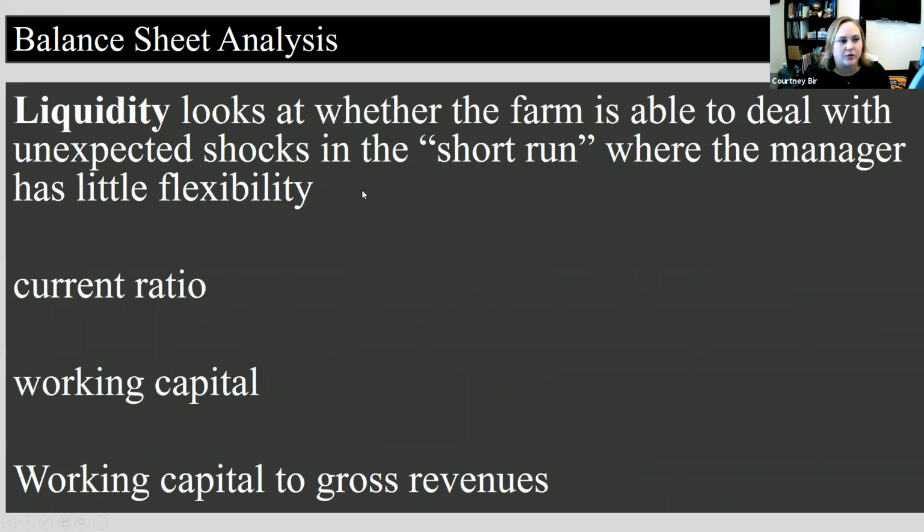So liquidity looks at whether the farm is able to deal with unexpected shocks in the short run, where the manager has little flexibility. We have talked about assets having three categories. Well, you may be able to sell some things in the short run that you're not able to sell in the long run, like breeding livestock. Sure, you could probably sell that tomorrow, but you're not going to get the best price. So we're talking about the short run right now. You look at three different things: your current ratio, your working capital, and your working capital to gross revenue.